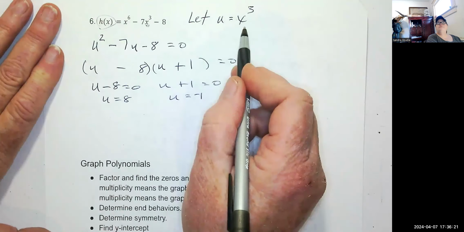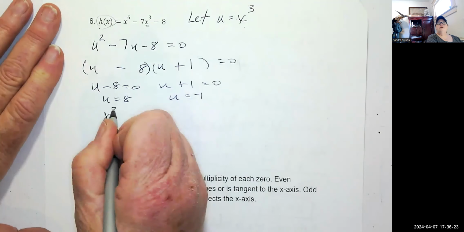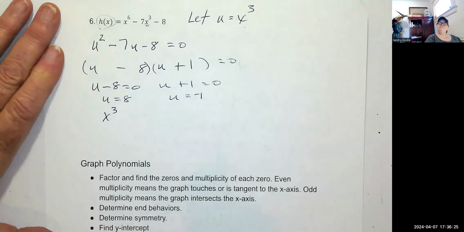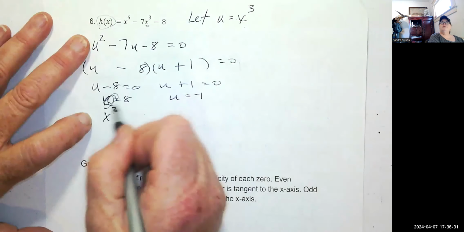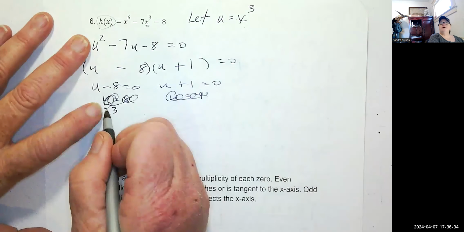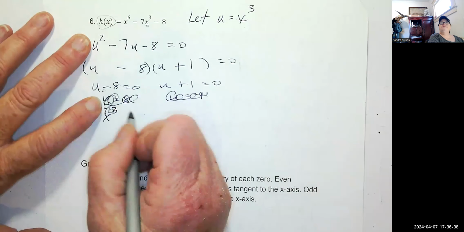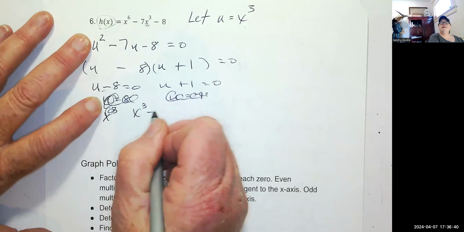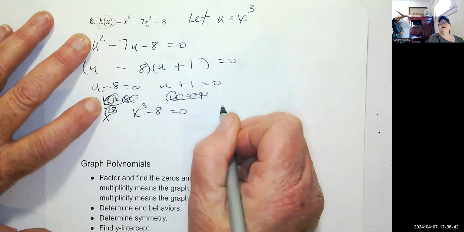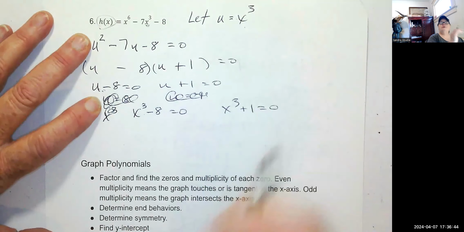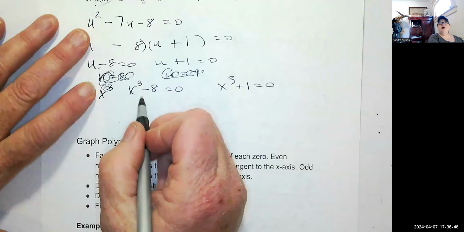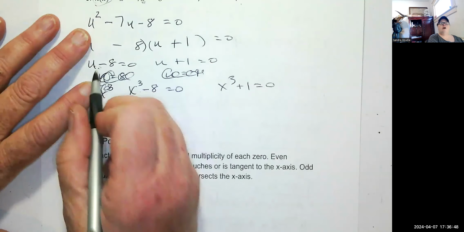And now I'm going to replace my U with x cubed. I don't want to do it here. That's not going to look as good. I can't do it this way. I want to change this. I want to do my x cubed here. I'm sorry. x cubed minus 8 is equal to 0, and x cubed plus 1 is equal to 0. And this is why I want to show you. So let's replace it before we solve for U.